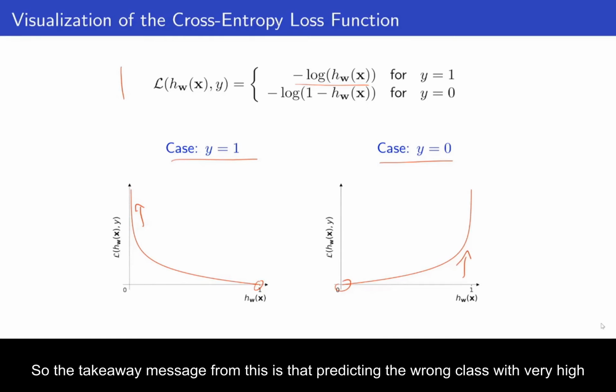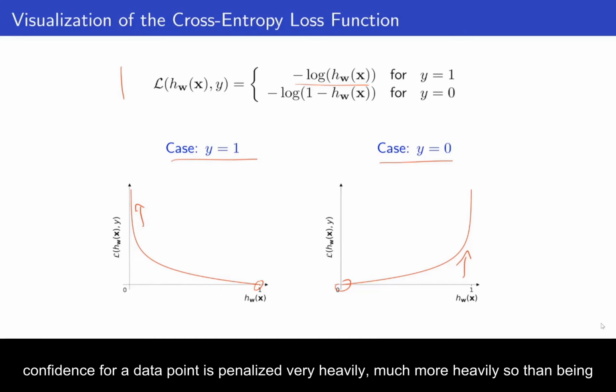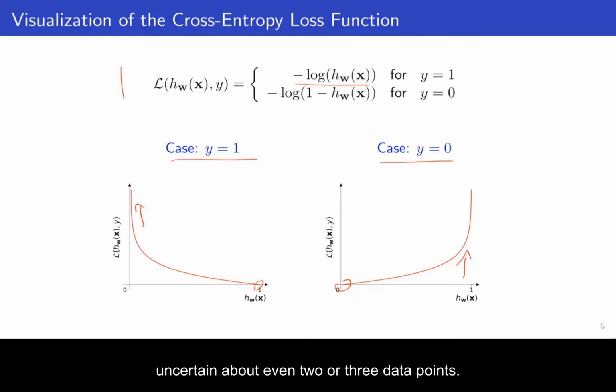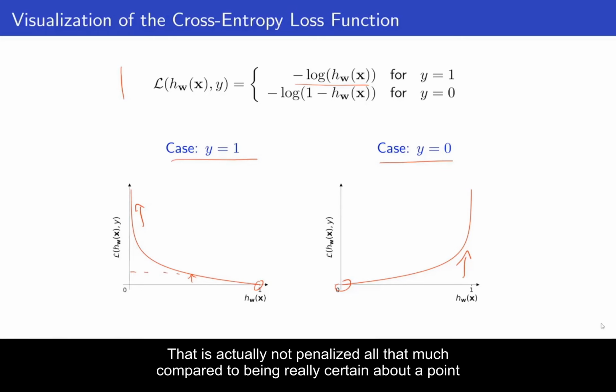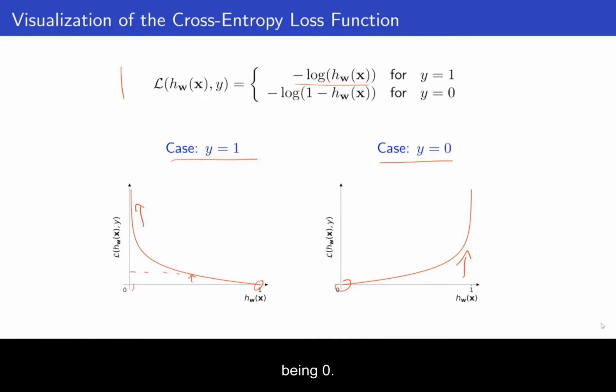So the takeaway message from this is that predicting the wrong class with very high confidence for a data point is penalized very heavily, much more heavily than being uncertain about even 2 or 3 data points. So being uncertain would be here. That is actually not penalized all that much compared to being really certain about a point being 0 that is actually truly 1.